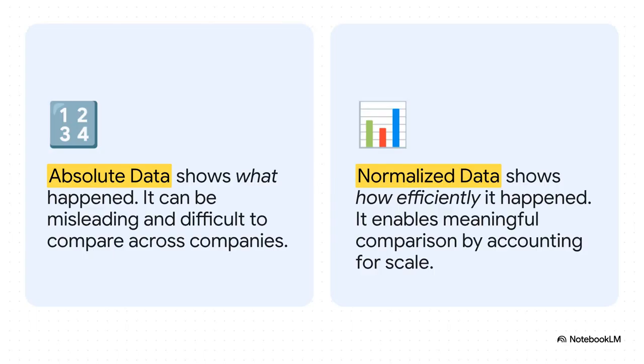And this right here perfectly sums up the difference. Absolute data tells you what happened. Emissions went up. Normalized data tells you how efficiently it happened. See, absolute data can be so misleading for investors and analysts, but normalized data is the great equalizer. It accounts for a company's size and lets you make those vital comparisons, peer-to-peer and year-over-year, that you have to have for any kind of fundamental analysis.